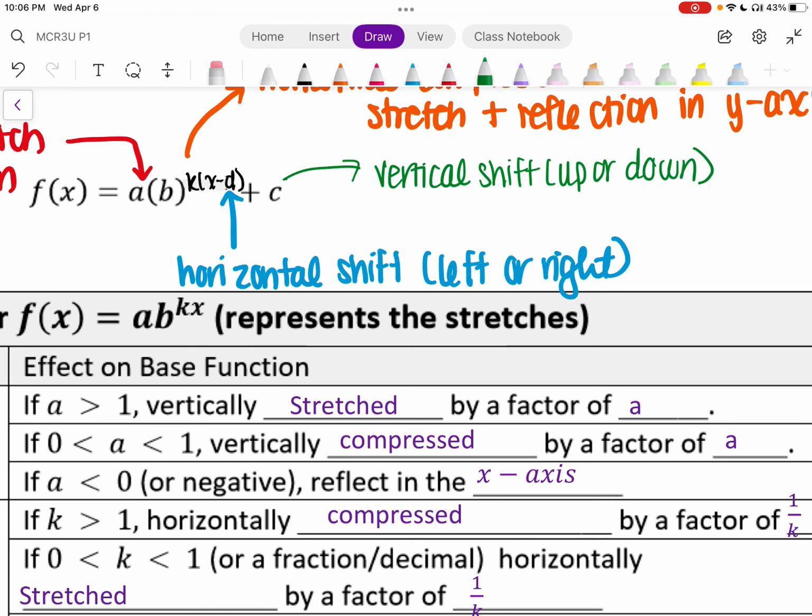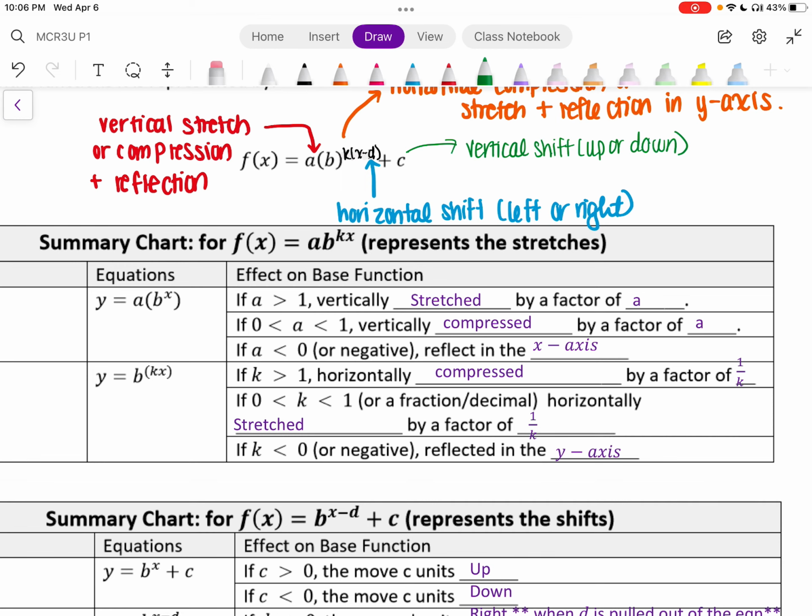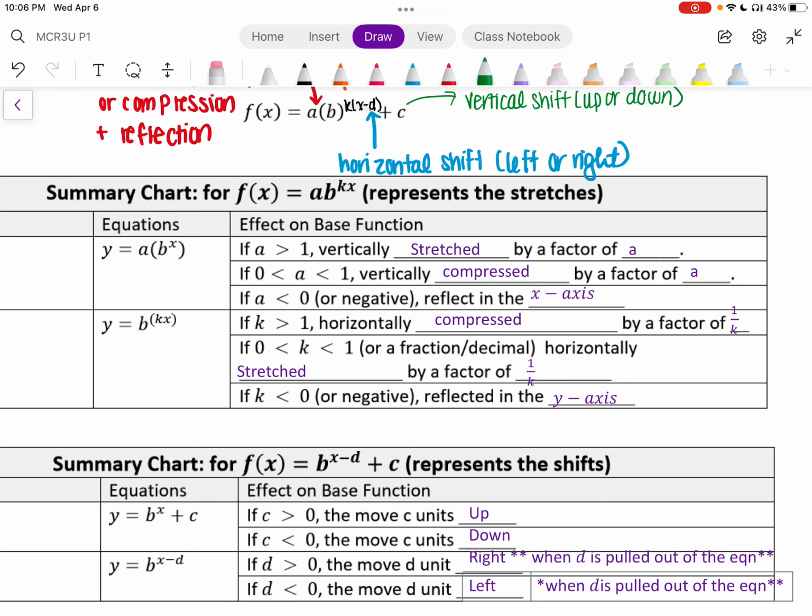Okay. And so here I just basically took the summary chart that we had from our functions before, and I went ahead and made a better summary chart for us. So it's going to say if a is greater than 1, it is vertically stretched by a factor of a, right? If a is in between 0 and 1, it's vertically compressed by a factor of a, right? So if a is a fraction or a decimal, right? If it's greater than 1, it's going to be stretched. If a is less than 0, so it's a negative value, it's going to be reflected in the x-axis.